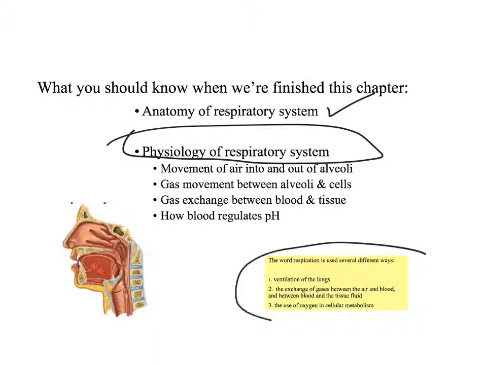Now, it's important to realize that the word respiration is used lots of different ways, so don't let it confuse you, which you guys are smart enough it's not going to. Ventilation of the lungs, when we take air from the outside to the inside when we breathe, is considered respiration. They also call it respiration when the gas exchange takes place at the air and the blood, like alveolar respiration. Then there's cellular respiration, when we use oxygen in the Krebs cycle.